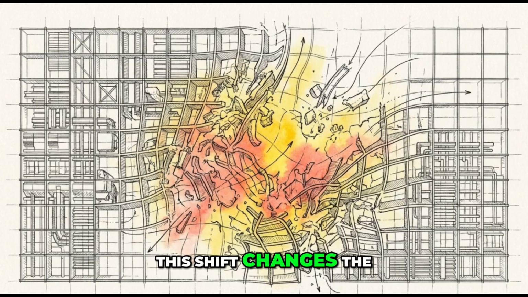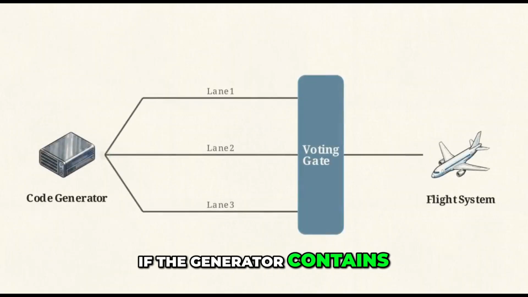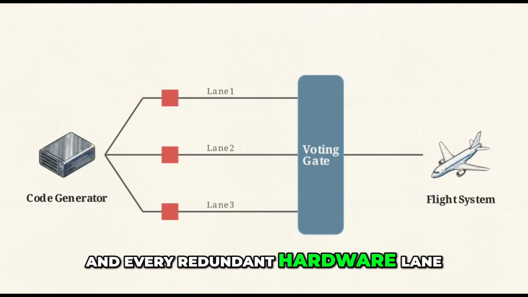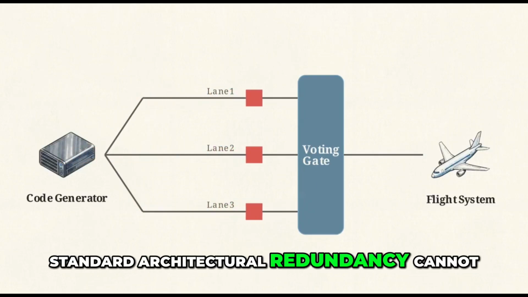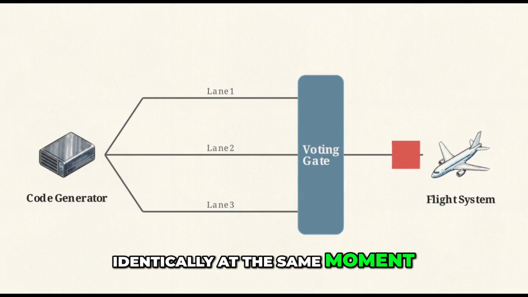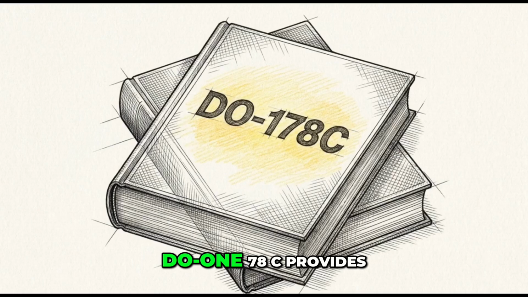This shift changes the nature of software errors. A generator defect is not a random or transient glitch. If the generator contains a flaw, it injects the same error into every build and every redundant hardware lane. Standard architectural redundancy cannot mitigate this. Because every lane fails identically at the same moment, the safety benefits of hardware voting are effectively neutralized.